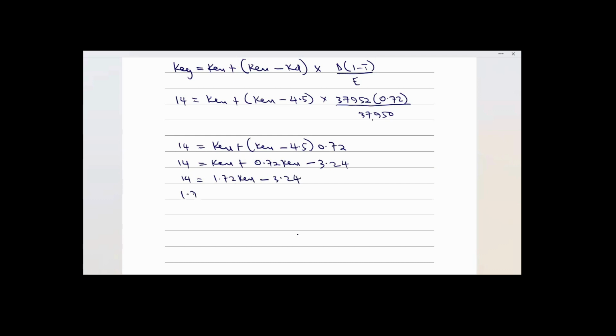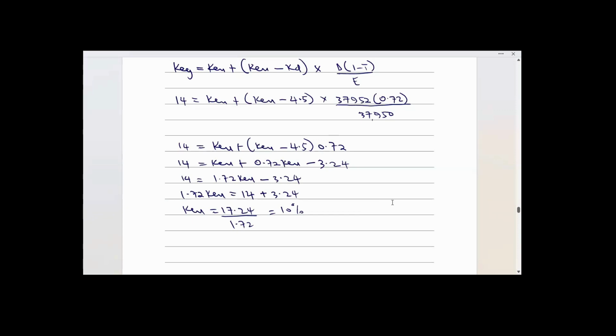So 1.72 KEU will then be equal to 14 plus 3.24. Therefore, KEU will then be equal to 17.24 divided by 1.72. This should give approximately 10%. Please confirm. Is it? Yes, sir. All right then.